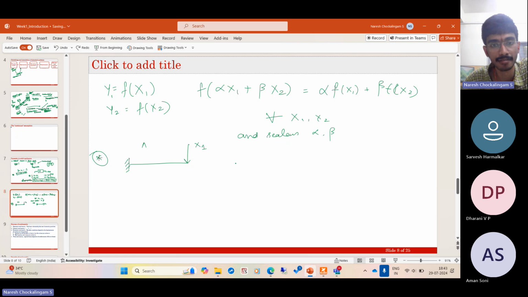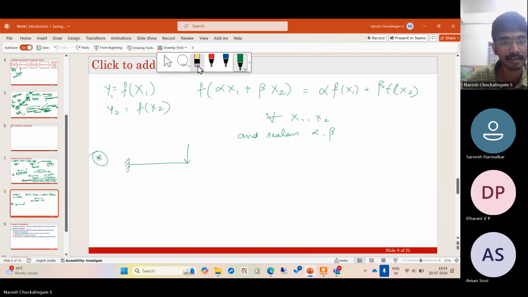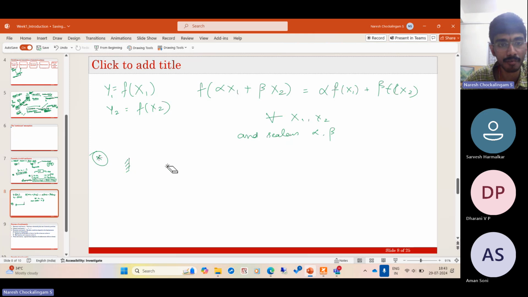Or rather, let me make it this way. Let's make a more interesting problem. This is a trivial problem. I think you will be able to do it. Let us say you have a simply supported beam, right? You have a simply supported beam, and we have loading on. You have a loading like this.